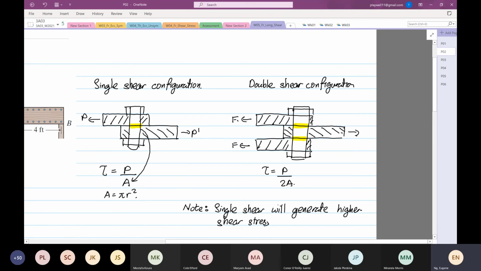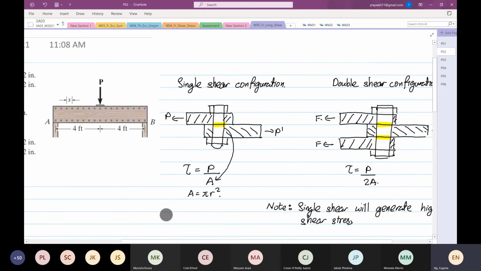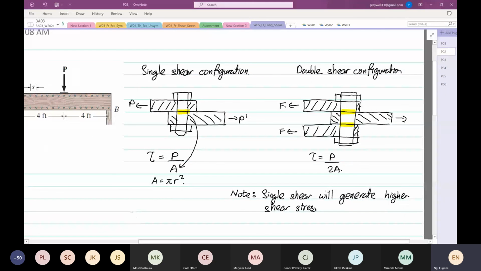Okay, right. So now we know. So let's look at this structure now. Okay, so I'll leave it a bit for you to write.